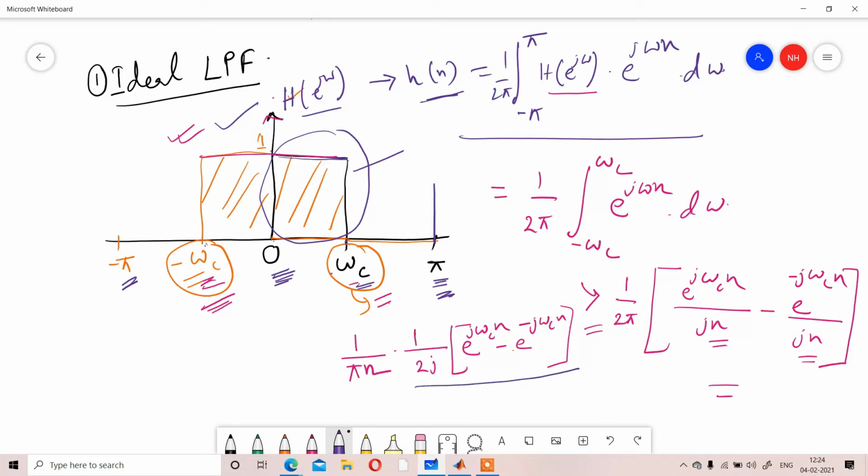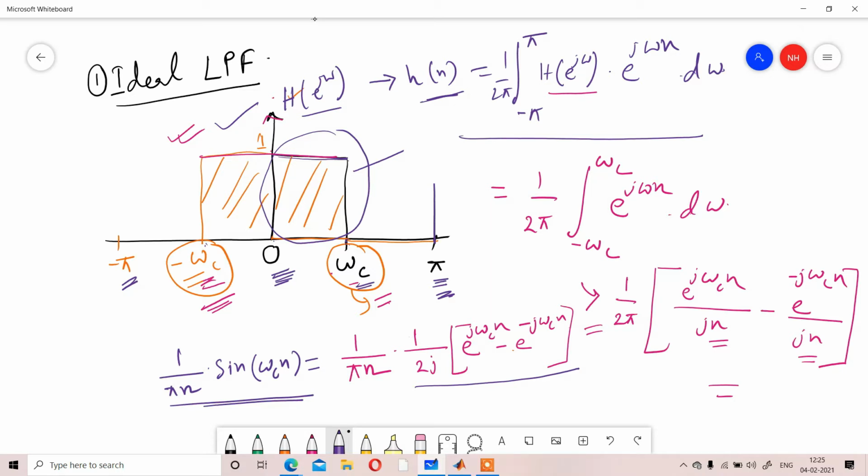Sir, this is Euler's formula, so it will be sin ω_c n. No, j will not be there. Sin ω_c n. Yes, exactly. So it will be 1 by pi n sin ω_c n. What is the meaning of that?